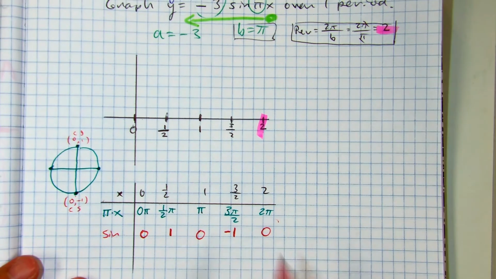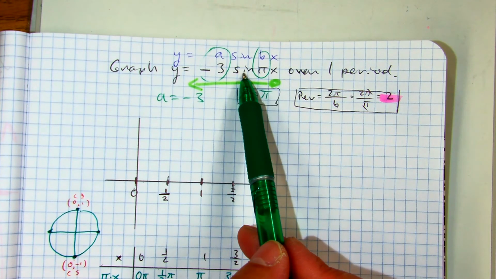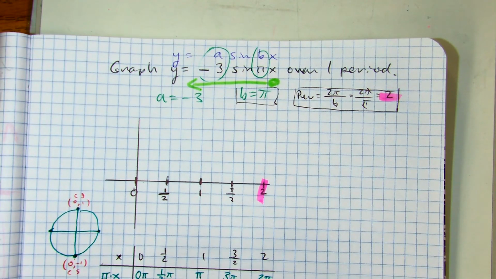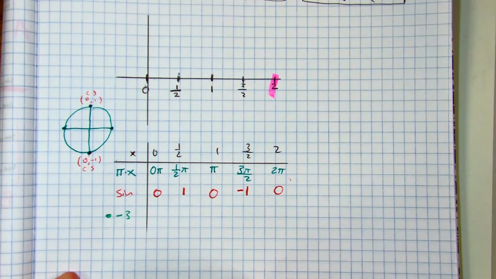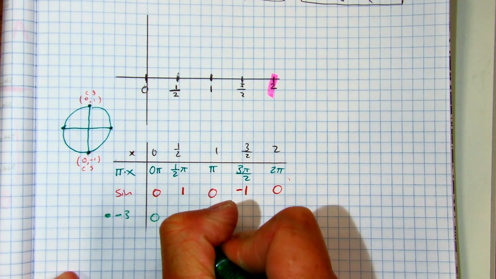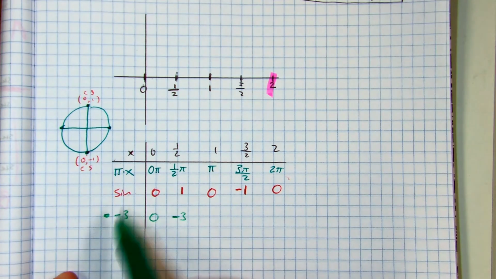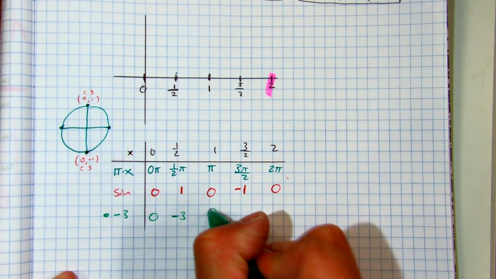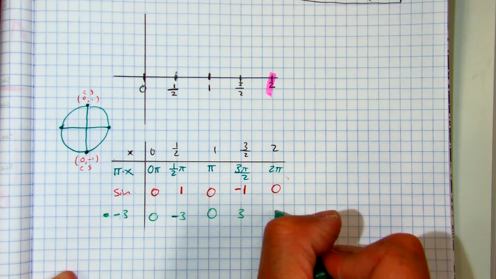Okay, let's review what we've done so far. We put down our x values, we multiply by pi, we evaluate with sine, now we need to multiply by -3. We're going to take this row and multiply it by -3. 0 times -3. -3 times 1. -3. I'll show you in a second. -3 times 0. -3 times -1. And -3 times 0. 0.